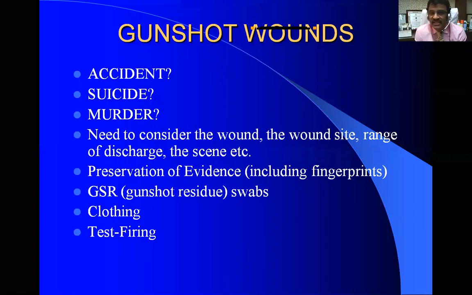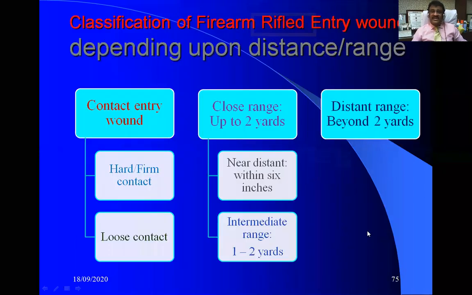Preservation of evidence including the fingerprints, gunshot residue which remains, swabs have to be taken, clothing of the person has to be taken, and test firing has to be done. The classification of firearm rifle entry wound depending upon discharge range. You can have contact entry wound and close range up to 2 yards and distant range beyond 2 yards. What you will find. So these are the findings here.